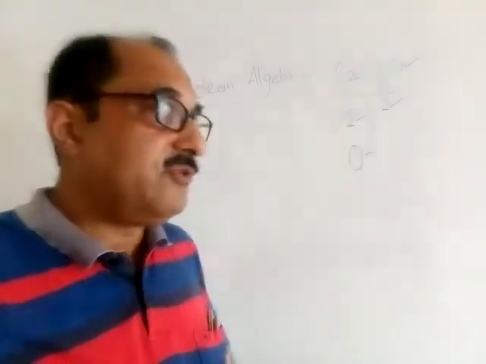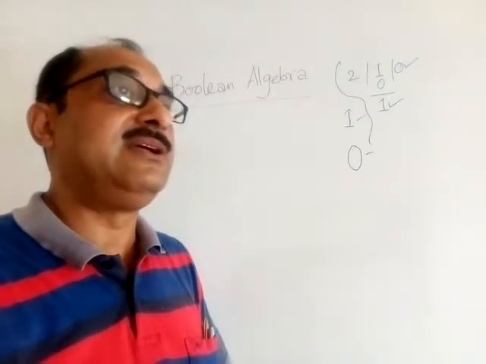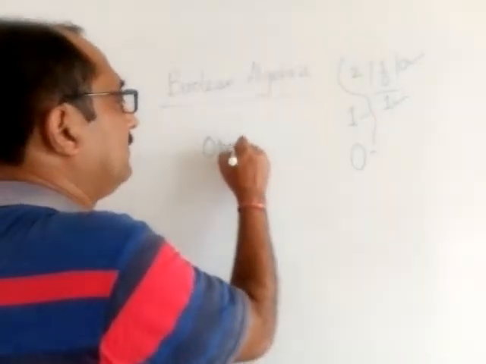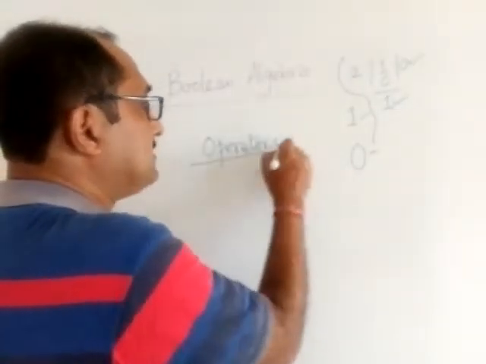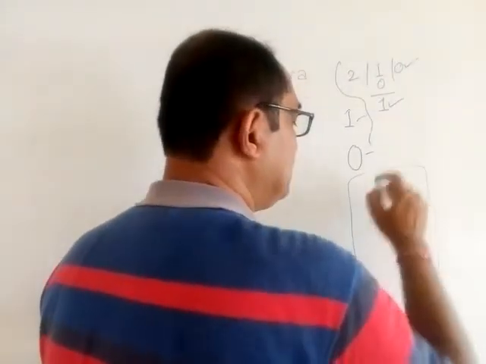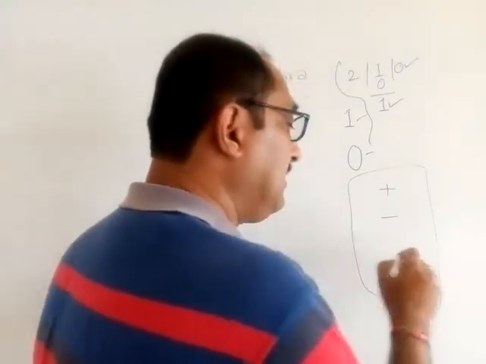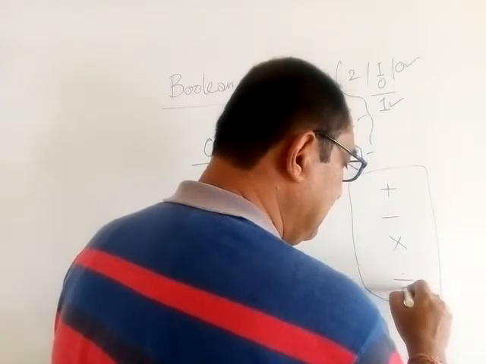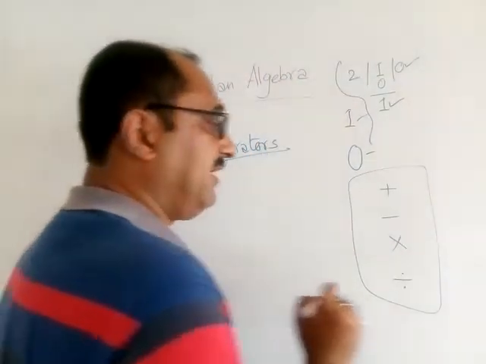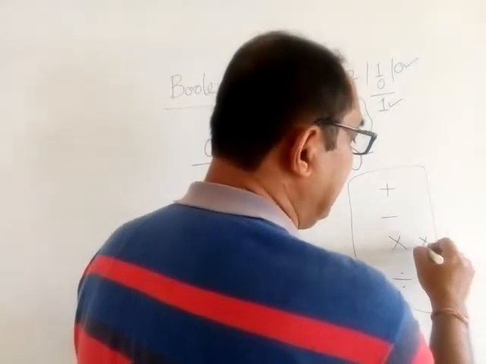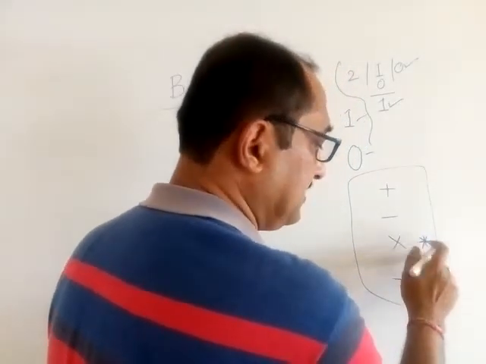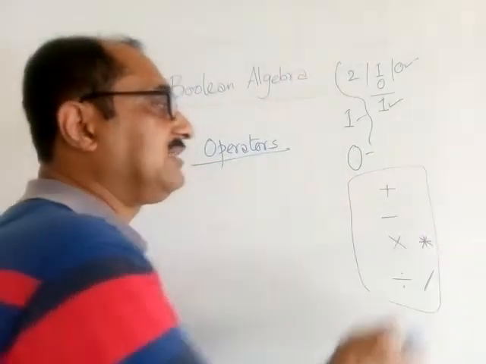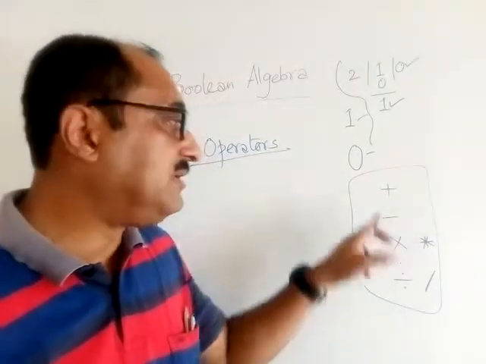Before we start those rules, we have to understand one more thing called operators. What are operators? In our normal algebra, we use the plus sign, minus sign, multiplication sign, and division sign. These are the 4 operators we use. In computer terminology, the asterisk represents multiplication and the forward slash represents division. These are called operators, using which you can get a result.